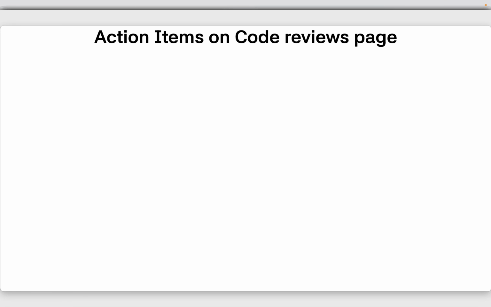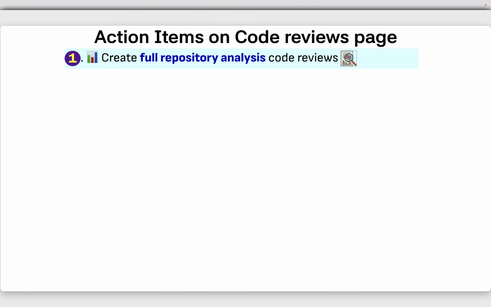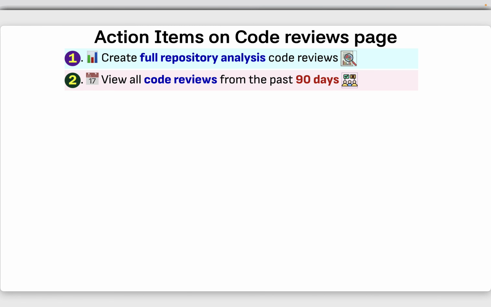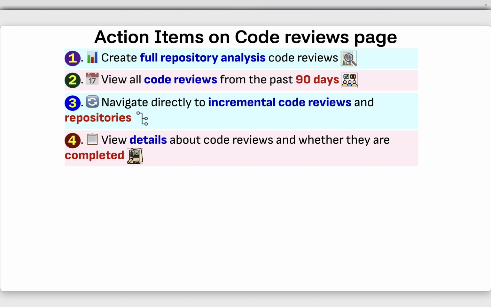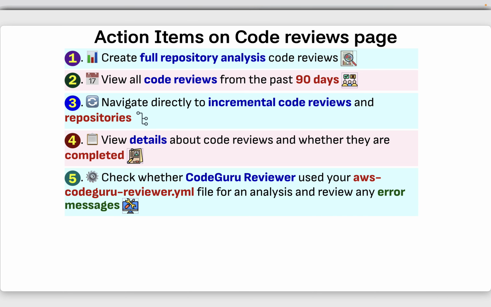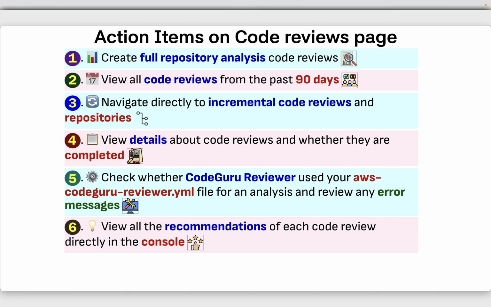And on the code reviewer console, these are the action items that you can view and work with. So you can create full repository reviews. You can view all code reviews from the last 90 days. You can navigate directly to incremental code reviews and the repositories. You can view details about code reviews and whether they are completed. You can check whether CodeGuru Reviewer used your AWS CodeGuru Reviewer YAML file for an analysis and review any error messages. And you can view all recommendations for each code review directly in the console.